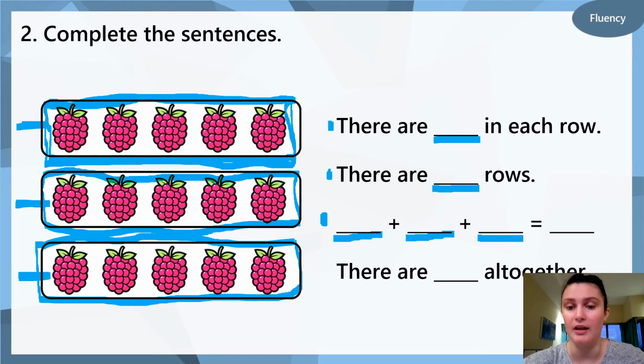When you're finished, you can either add these 3 numbers or you can use your skip counting. You need to count how many there are in one row and then skip count by that number. So here we have 1, 2, 3, 4, 5. So we're going to be skip counting by 5. Write the answer on your paper.